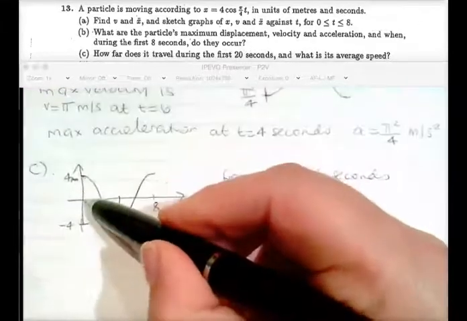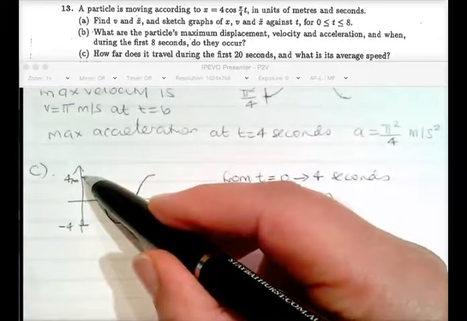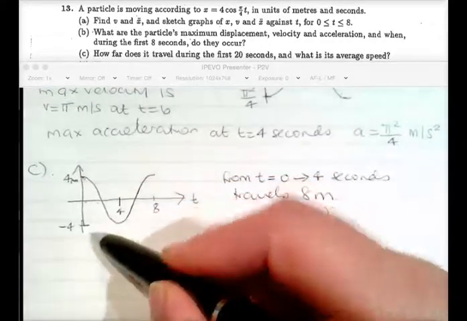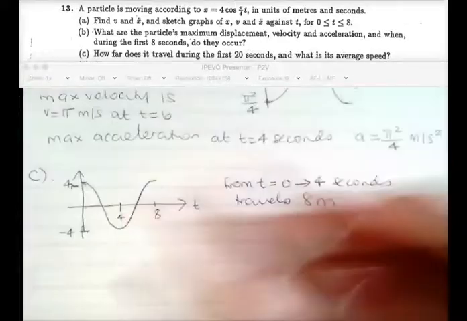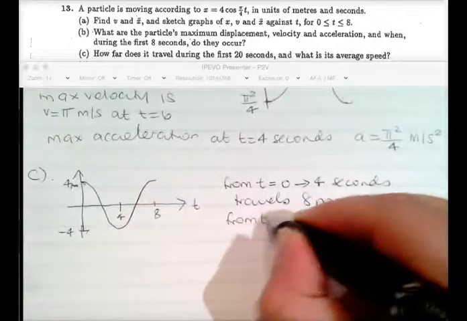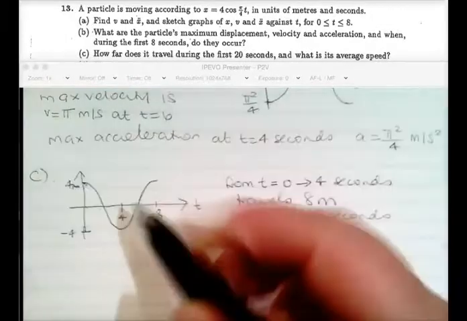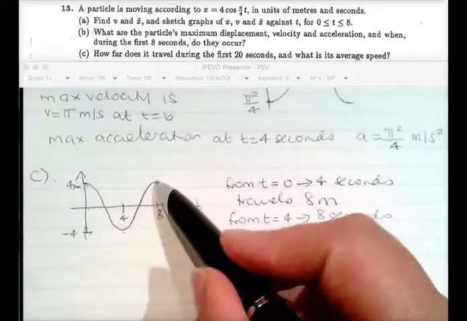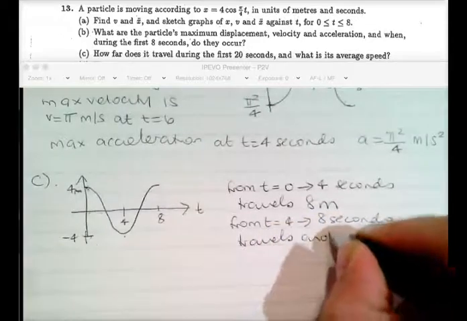From 4 to 0 and from 0 to -4, it goes from 4 meters to the right of the origin to being at the origin, and then it ends up at 4 meters to the left of the origin at time 4 seconds. And then from time equals 4 seconds to 8 seconds, it travels from 4 meters to the left of the origin up to 4 meters to the right. It travels another 8 meters.